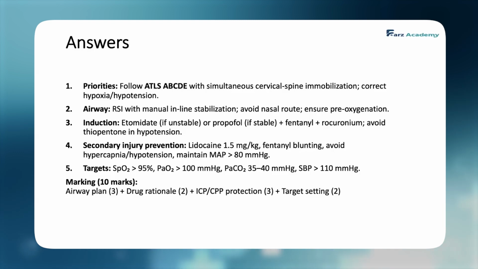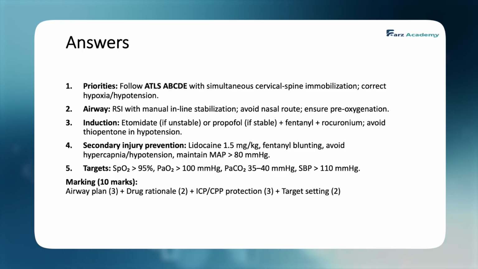Why? Propofol has the brain protective effect. But if our patient has a low blood pressure, etomidate will be the ideal choice. Then fentanyl, rocuronium, and you avoid thiopental, because thiopental causes hypotension. So any agent which causes hypotension, you have to avoid during intubation.